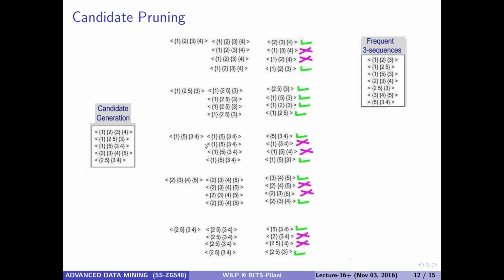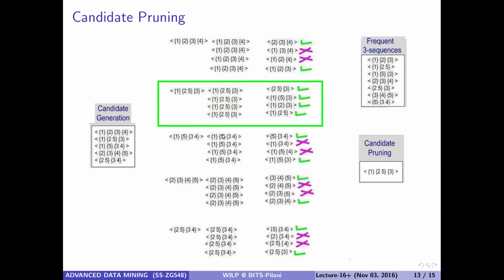Let us also test 2 5 3 4. If I remove the first item, it becomes 5 and 3 4. Let's see whether 5 and 3 4 is available. Yes, 5, and 3 4 is available. What about 2 3 4? 2 and 3 4 are not available because they are separated. 3 4 is only here, and therefore 2 3 4 is not available.